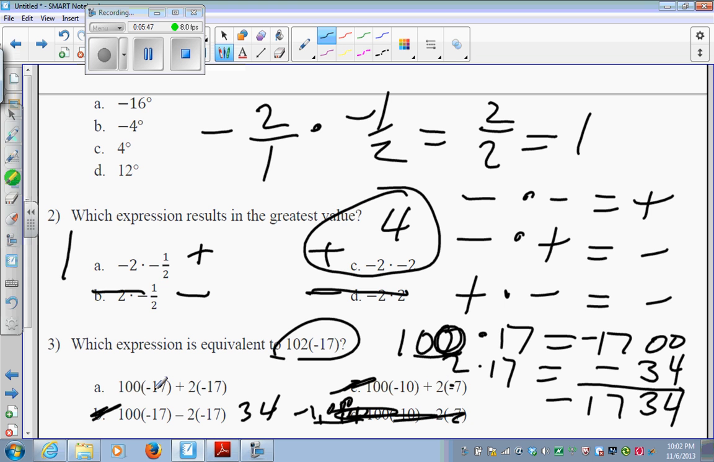So it's got to be this one, but let's double check. And there's just what we did over here a second ago. 100 times our negative 17 gave us negative 1,700. Then 2 times negative 17 gave us a negative 34. Just double check and make sure. So 100 times 17 is 1,700. Put that together with a 2 times a negative 17. So that'll be plus the negative 34. That does give us our answer of negative 1734. So your answer is A.